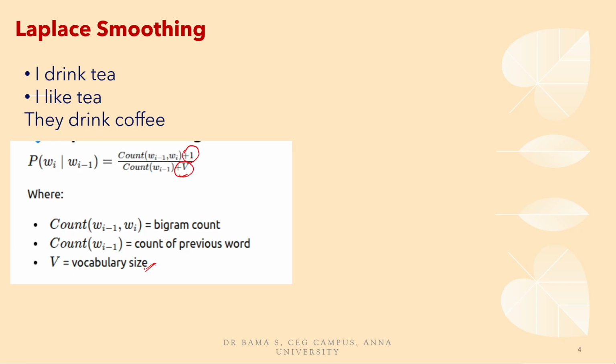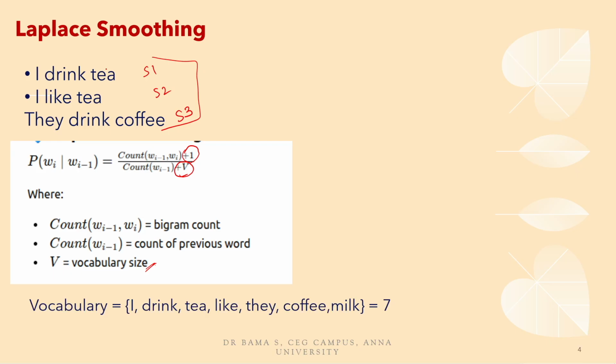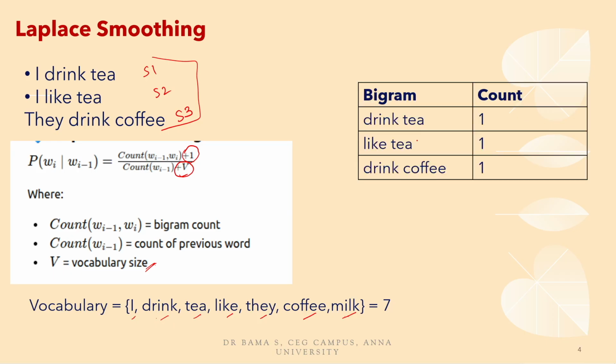Now we take these three examples, S1, S2 and S3. For these three examples, the vocabulary is going to be the list of all these words plus milk, because we are going to count milk also as per the question. So the number of words is 7: I, drink, tea, like, they, coffee, milk. And if we take the bigrams, this is the same as the table we mentioned last time, where drink tea the count is 1, like tea is 1, and drink coffee is 1.